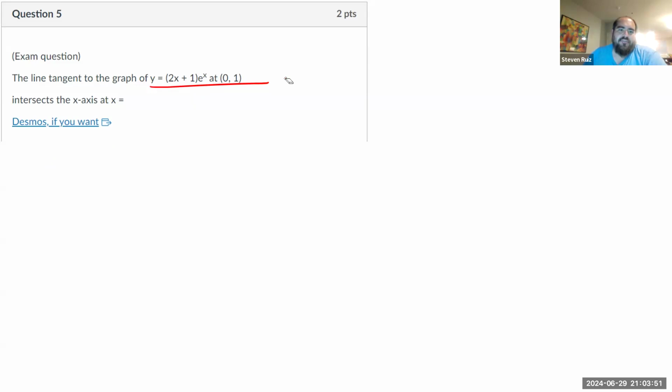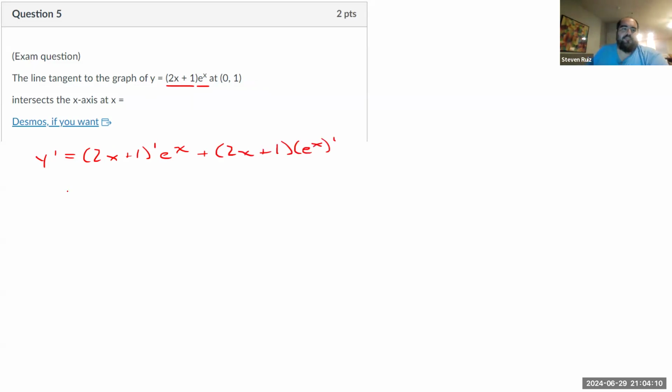And in this case, I have two functions being multiplied by each other. So I need to enact the product rule. So y prime will be equal to 2x plus 1 prime times e to the x plus 2x plus 1 times e to the x prime. So what is the derivative of 2x plus 1? That is 2 e to the x plus 2x plus 1. The derivative of e to the x is also e to the x.